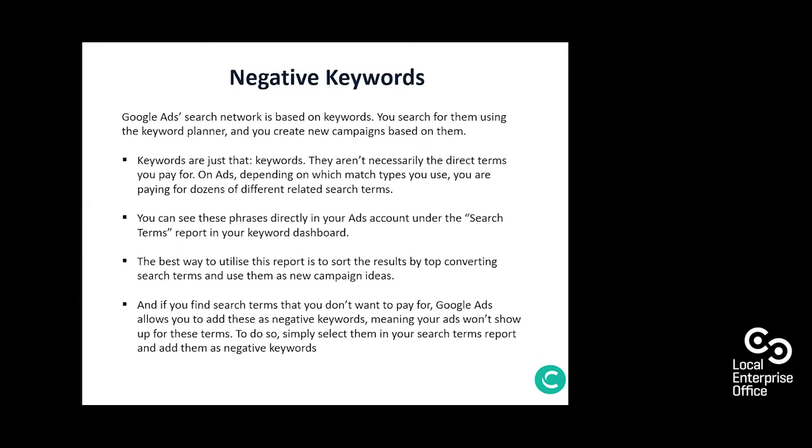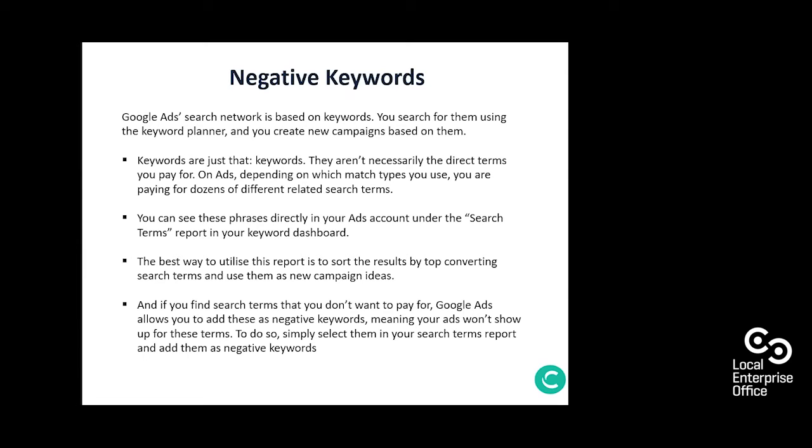So Google Ads Network is based on keywords. You search for them using the keyword planner and you create your new campaigns based on them. But keywords are just that, keywords. They aren't necessarily the direct terms you pay for. Depending on which match types you use, you are paying for dozens of different related search terms, or you could call them variations on the search terms that you put in. You can see these phrases directly in your ads account under the search terms report in your keyword dashboard.